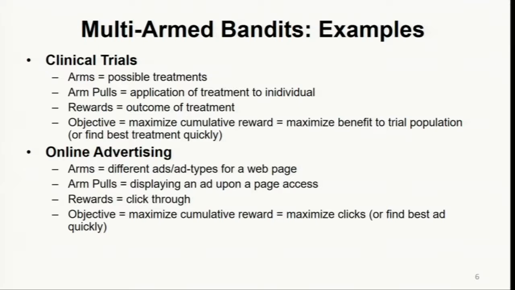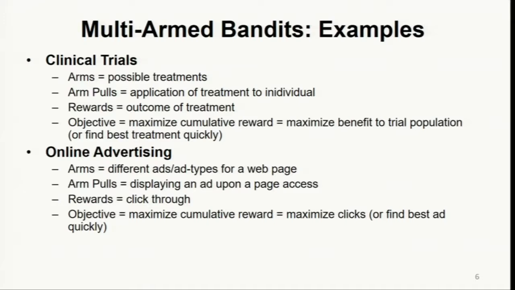Now, this is not just for gambling. This could be used for clinical trials. You can have multiple arms as possible treatments. For example, a patient comes in with some kind of illness or disease, and you may have four different kinds of drugs. Now, an arm pull is the application of the treatment to this individual, and the reward is the outcome. The objective is to maximize the cumulative reward, maximize benefit to the trial population, and find the best treatment as quickly as possible.